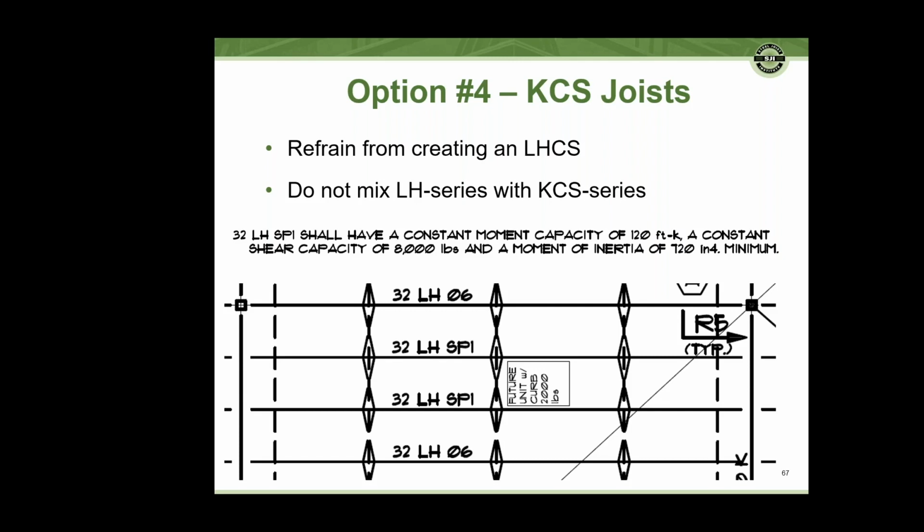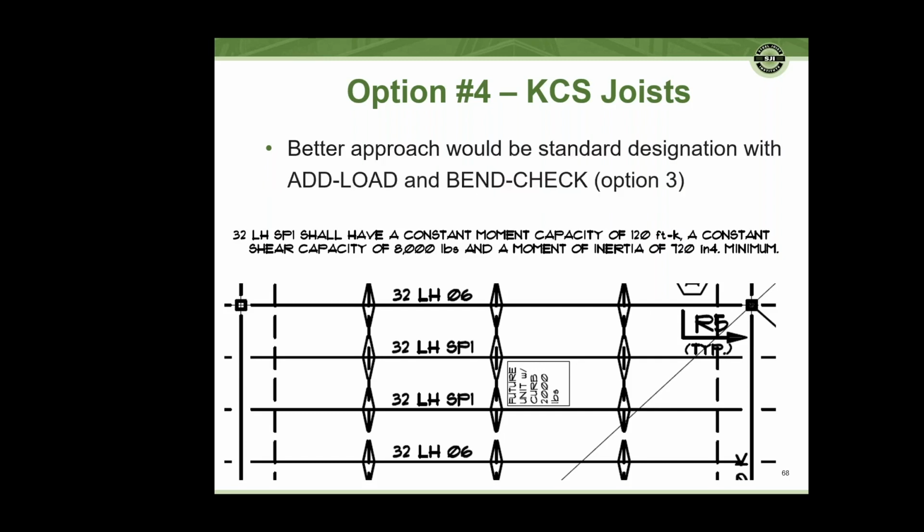The other thing that you don't want to do is say, okay, if we're going to avoid creating an LH constant shear joist, don't mix KCS with LHs. So sometimes you'll see 32LH06s, and they might throw some 30KCS series in there to get that constant shear. Not recommended. It's not the most efficient approach. And really a better approach just for this condition would just be to have an add load and a bend check load. So you're going to have a future RTU, and you don't know which joist this is going to be applied to.